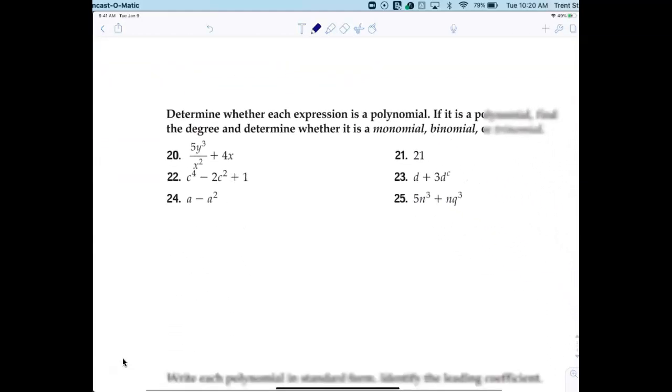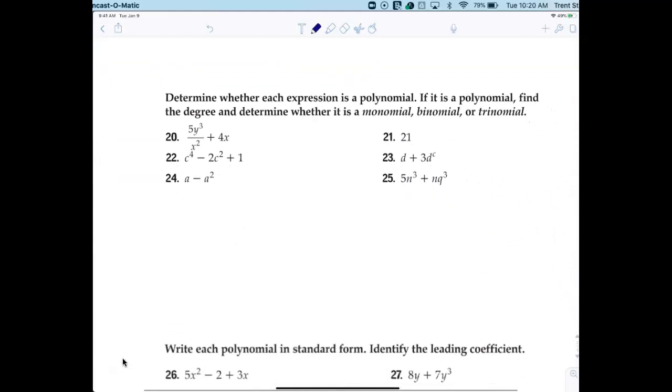All right. Now let's go back to these real quick. Just write 20 through 25. 20 through 25. Come on. Chop, chop. 20 through 25. Is 20 a polynomial? No. That's correct. You put no down. 21 is a what? Monomial. Thank you. One term.